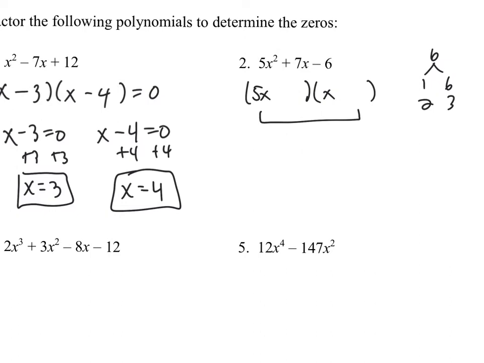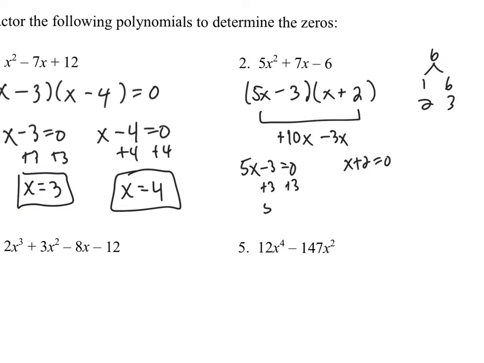So let's try 2 and 3. If we put a 2 here and a 3 here, that would be 10x and 3x. And so if we have positive 10 and negative 3, then that will give us positive 7x. So to get positive 10x, we would have plus 2. And to get negative 3, we would put that there. So now we have 5x minus 3 equals 0, and x plus 2 equals 0.